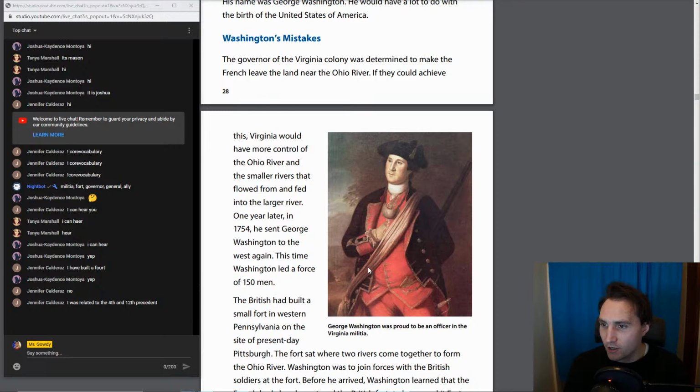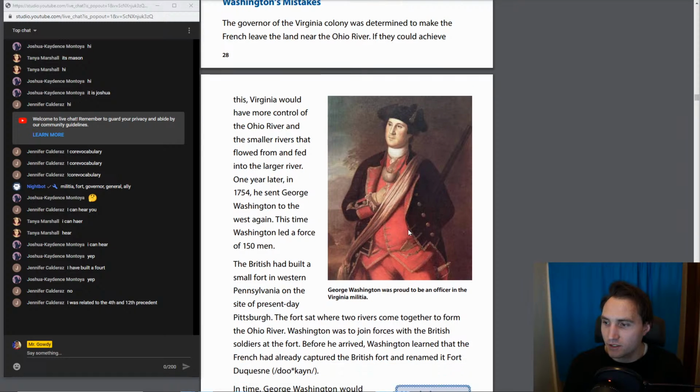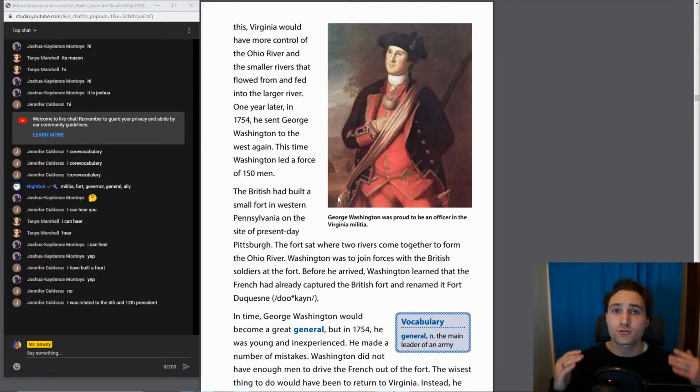Okay, so look at this picture. George Washington was proud to be an officer in the Virginia militia. I don't know if I've ever seen a picture of young George Washington. Okay, so George Washington is traveling west to get the French out of the Ohio River. Now he's coming with 150 men, all right? So he's got a force with him.